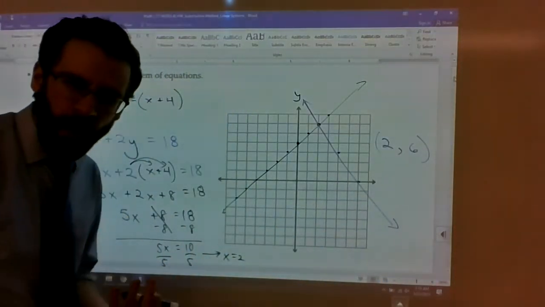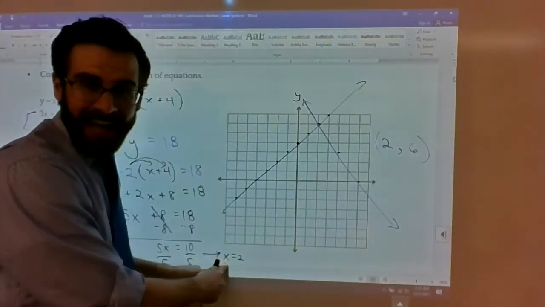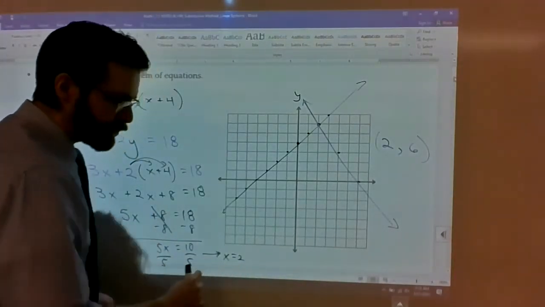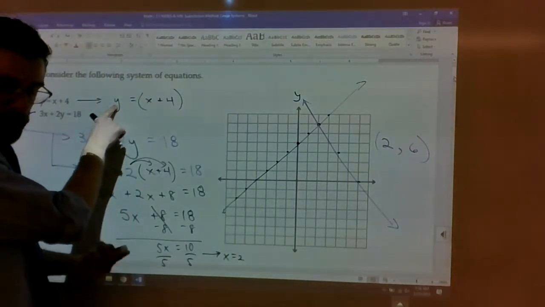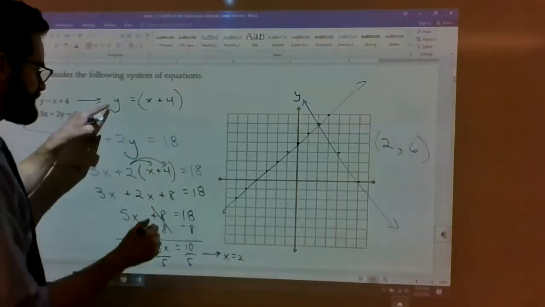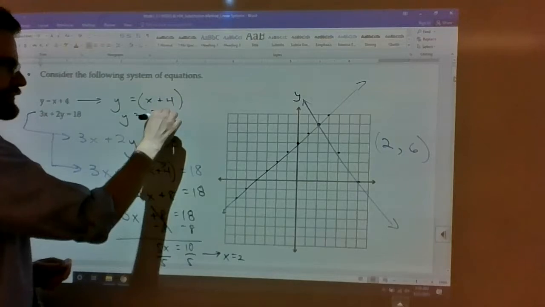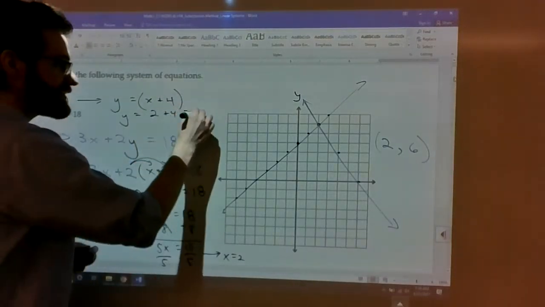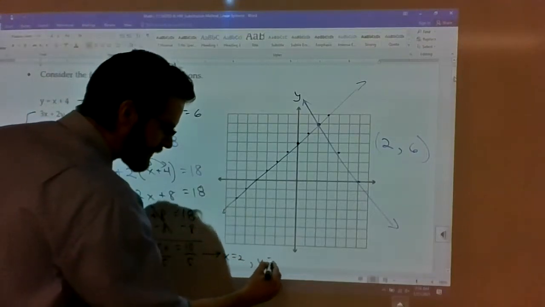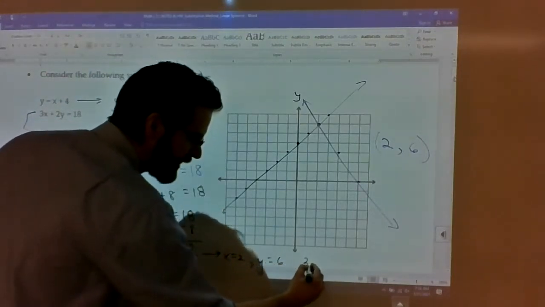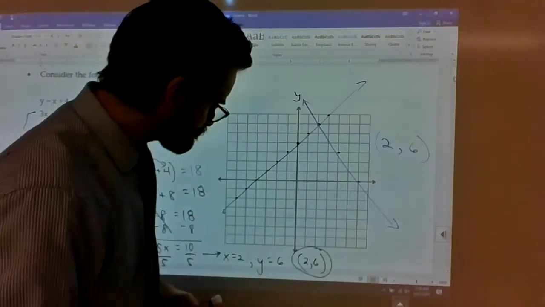Now, how would we find the y value? Easy. You just say, wherever I see an x, I can replace it with 2. So particularly that top equation, we're trying to solve for y. Why don't we just say y equals that 2 plus 4. 2 plus 4 is 6. Okay. Y equals 6. X equals 2. Now we know that (2, 6) is the solution, and we didn't even have to graph anything.